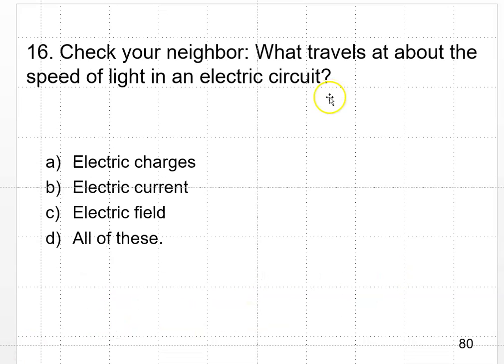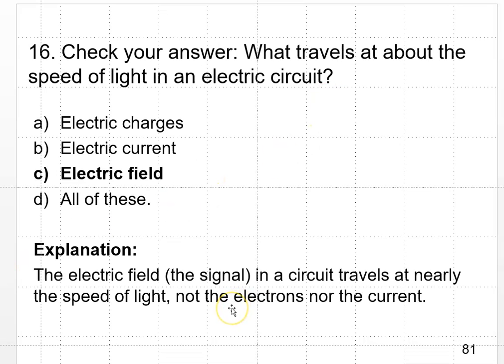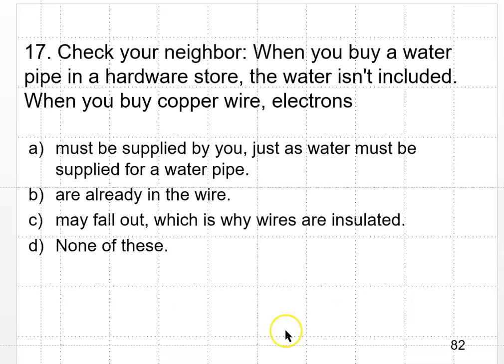What travels at about the speed of light in an electric circuit? It is the electric field. That is the signal. It gets all the electrons moving at the same time. It races down the wire at nearly the speed of light and makes all the electrons dance to its tune.